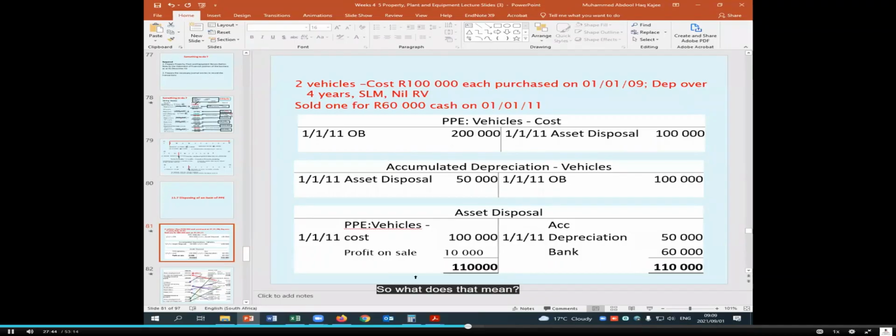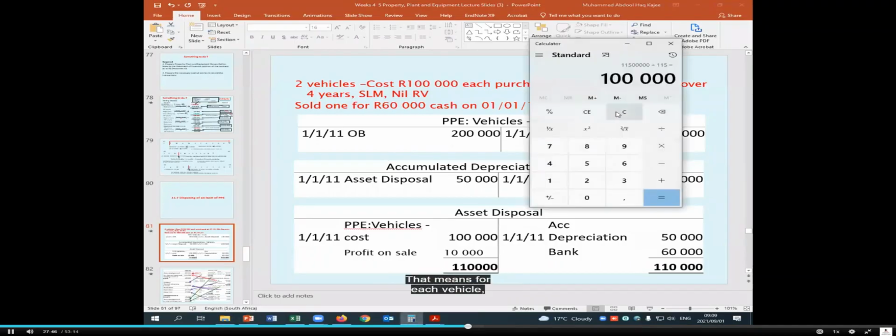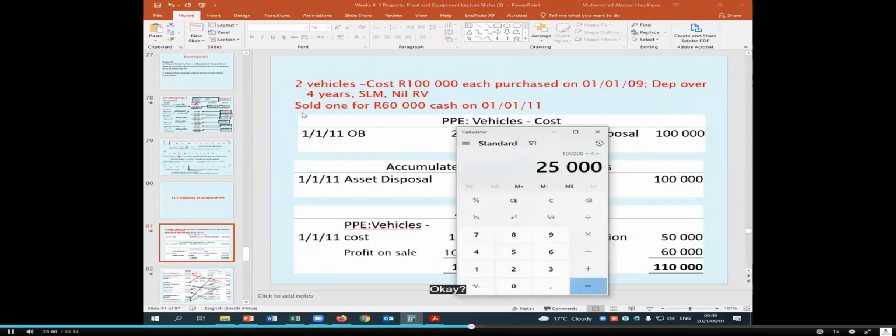Okay, so what does that mean? That means for each vehicle, we're going to divide by 4 years. So for each vehicle, each year, we're going to depreciate it by 25,000 Rand per year. Okay. We then sold a vehicle for 60,000 Rand cash on the 1st of Jan 2011.